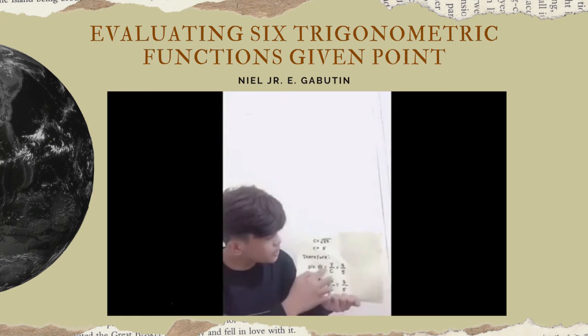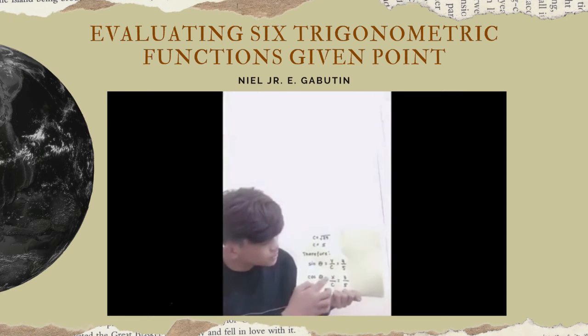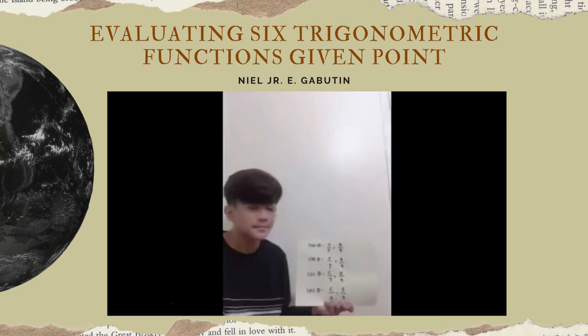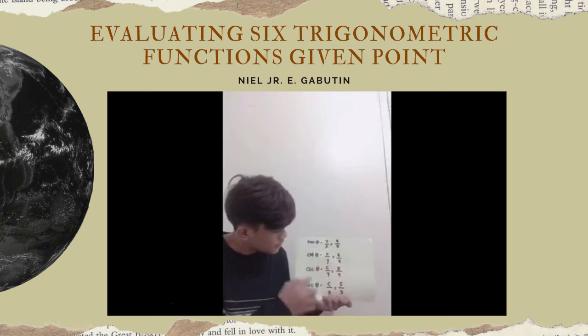Therefore, the sine equals y over c. y equals 4, c equals 5. That's why it's 4/5. The cosine equals x over c. x equals 3, c equals 5. So, it's 3/5. Tangent is y over x equals 4/3. Cotangent is x over y equals 3/4. Cosecant is c over y equals 5/4. Secant is c over x equals 5/3.